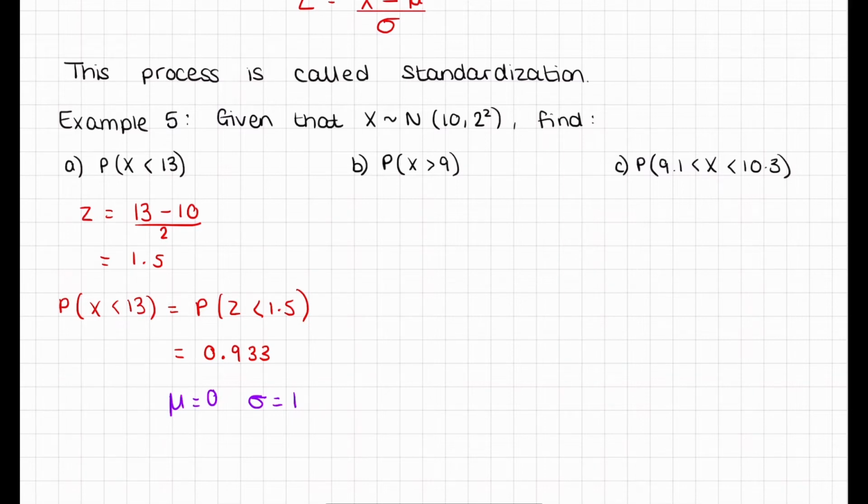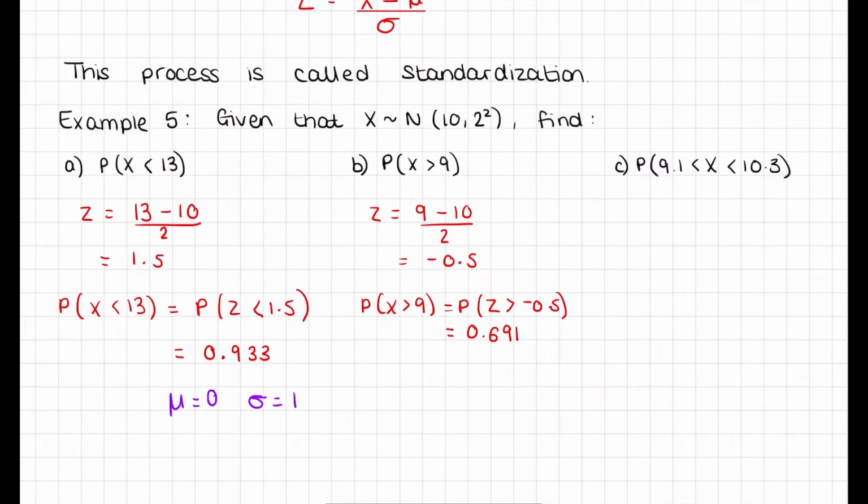Probability of x being greater than 9. Same idea, so we'll have 9 minus 10 over 2, which gives us negative 0.5. So our probability of x being greater than 9 is equal to the probability of z being greater than negative 0.5. Put that in your calculator with the z using the mean as 0, standard deviation as 1, and you will get 0.691. So you can always check these by doing it the normal way, so you can see that we do get the same answer.